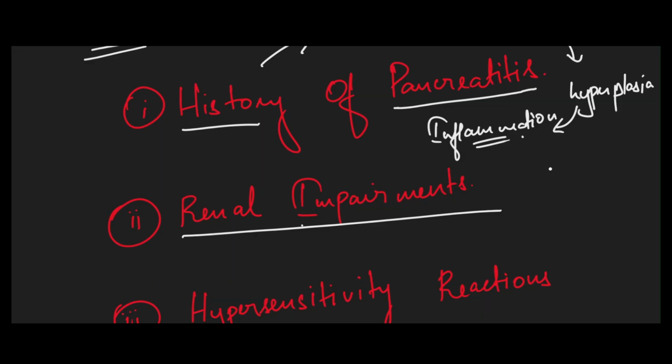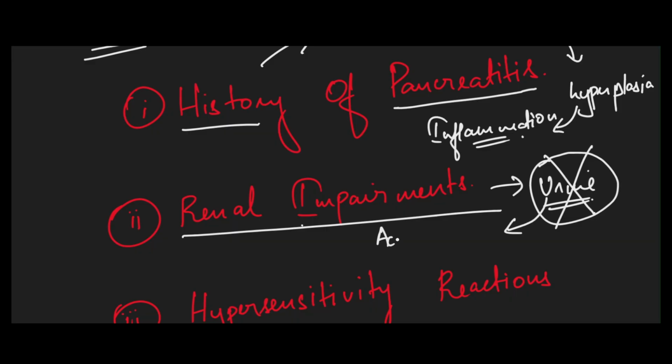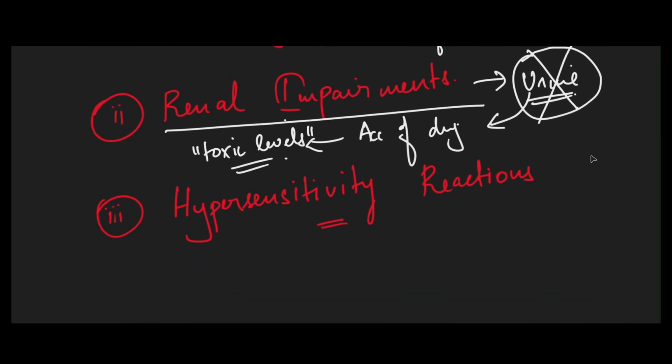Now it is contraindicated in patients with renal impairment simply because sitagliptin is excreted in urine. So if the excretion from the urine is blocked, what does it lead to? It leads to accumulation of the drug. Now, accumulation of drug to toxic levels is not good for our body. So that is why it is not suggested, or it is contraindicated in patients with renal impairment.